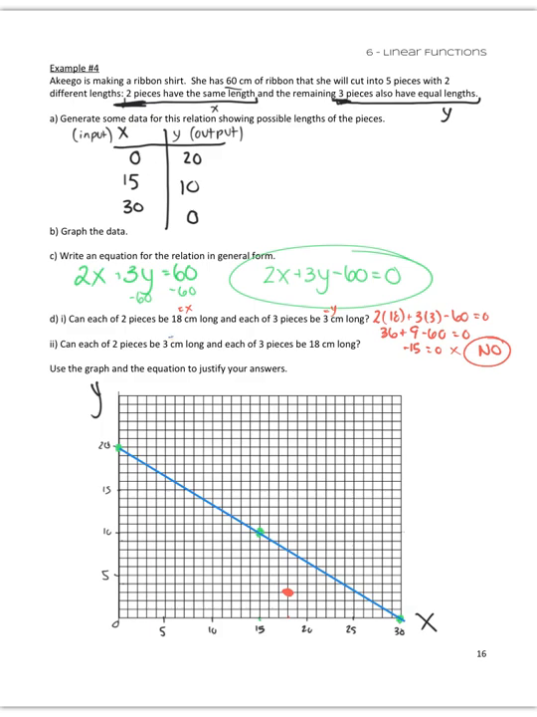If we cut the 2 pieces to length x and the 3 pieces to length y, will it work? Let's sub back in. So 2 times 3 plus 3 times 18 minus 60 equals 0. 6 plus 54 minus 60 equals 0. Does 0 equal 0? Yes. Therefore, yes, this point is on the line. We can also graph it. I'm going to graph it in yellow here. So x equals 3, y equals 18. You can see that this point is on the line.